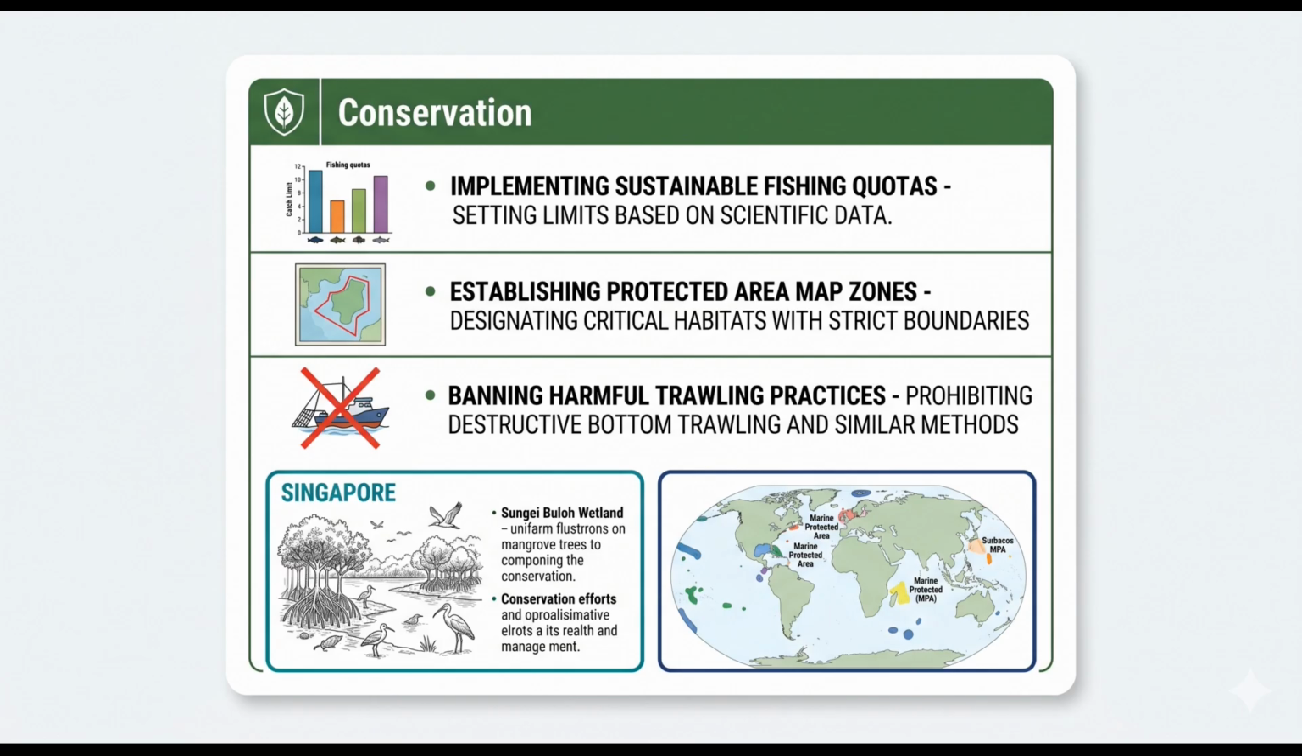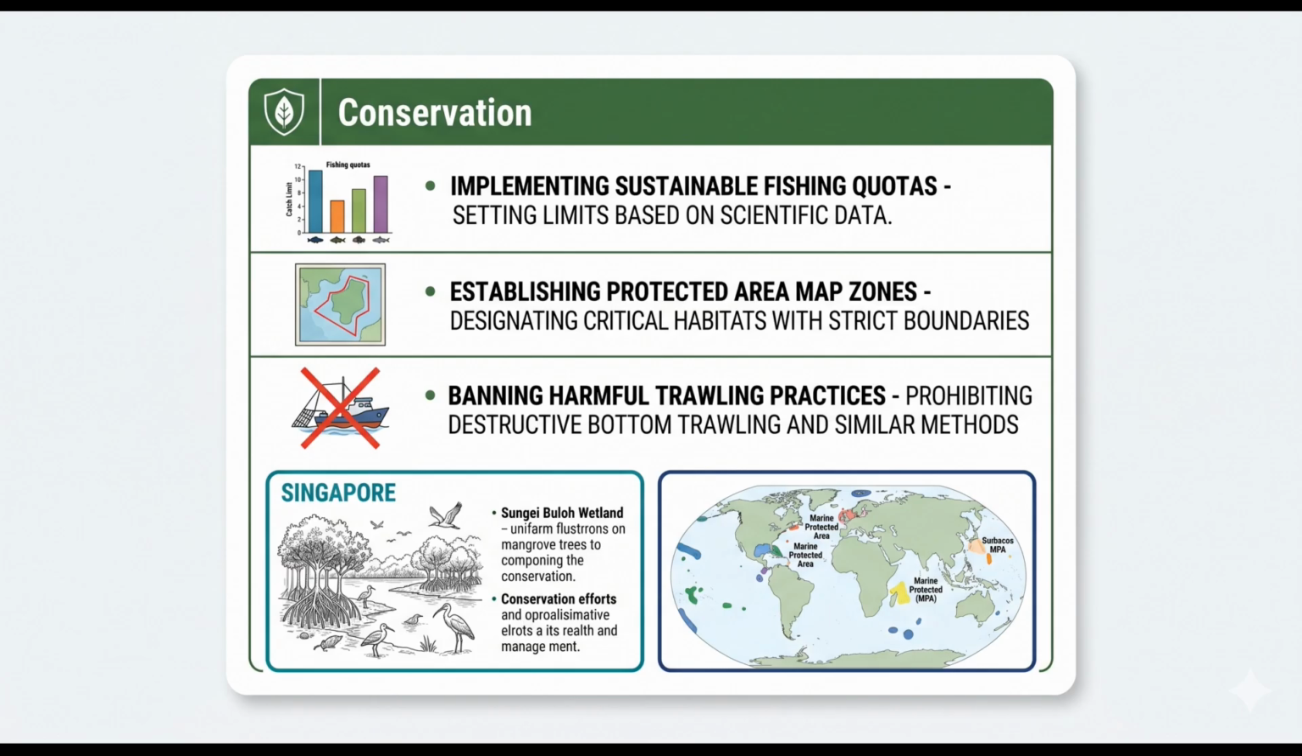Fishing quotas. Setting an annual limit on how much of a resource can be caught, so stocks have time to recover. Protected areas, zones where extraction is banned or restricted entirely, allowing ecosystems to function without human interference. And banning destructive practices. For example, banning bottom trawling, which damages the seabed and indiscriminately catches non-target species.